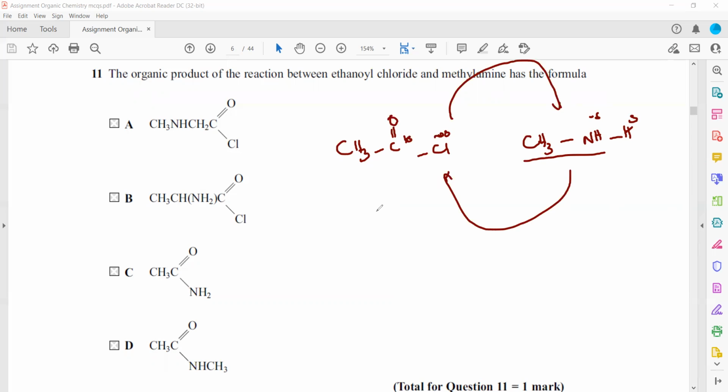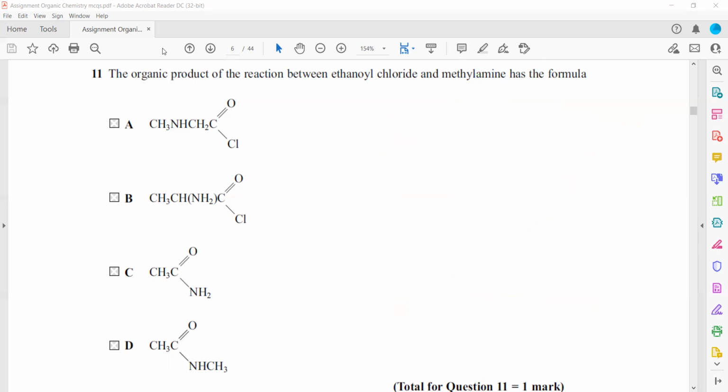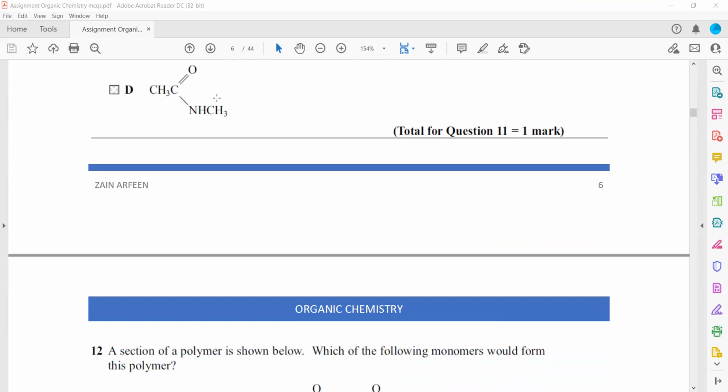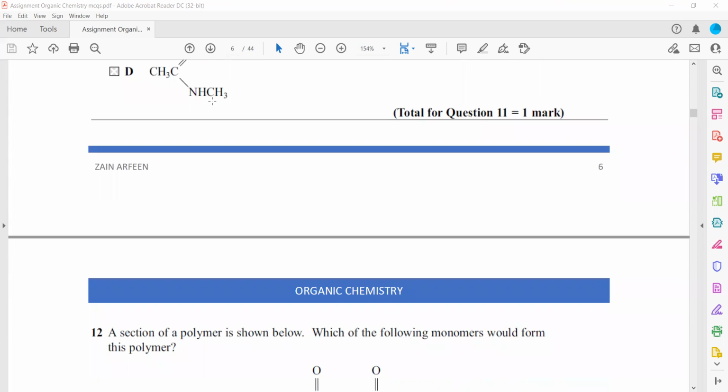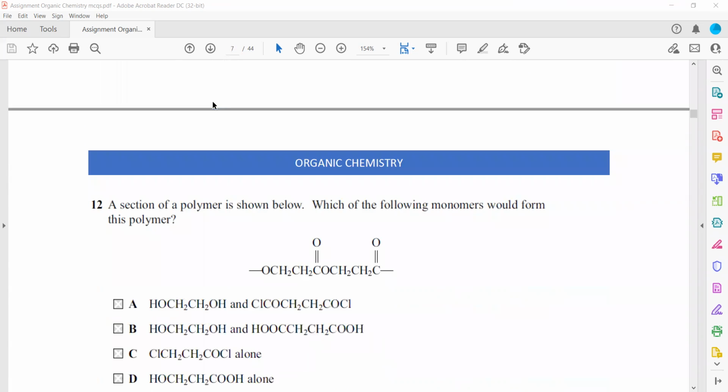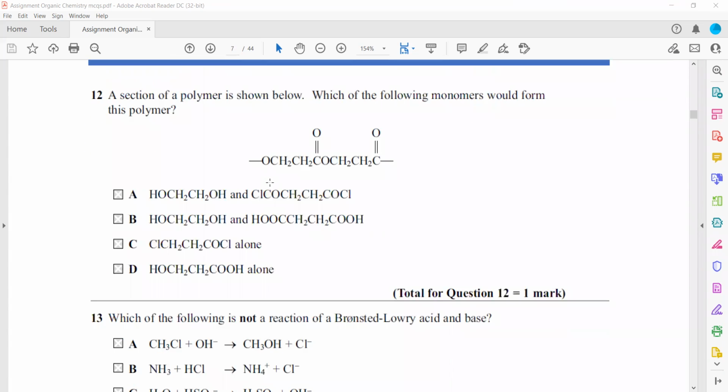So it will result in the formation of an amide. The organic product will be CH3, C double bonded with O, NH, and then CH3, plus hydrogen plus chlorine. So misty fumes of hydrogen chloride will be there. So what is the organic product formed when these two react with each other? That is D. They are only asking for the organic product. If they asked for the total product, then it would be HCl as well. But the organic product will be N-methylethanamide, or ethanamide, you can also say.